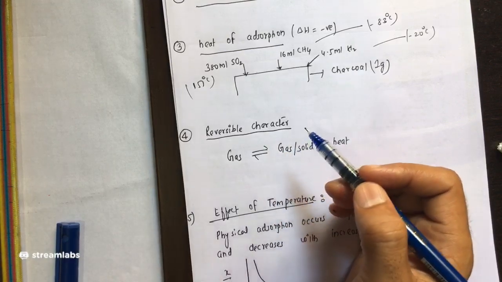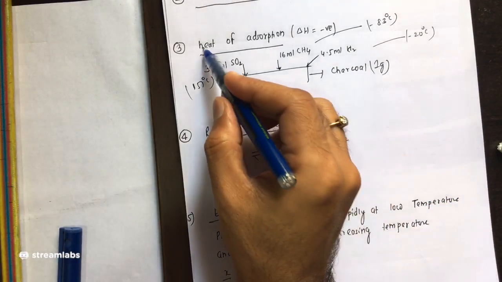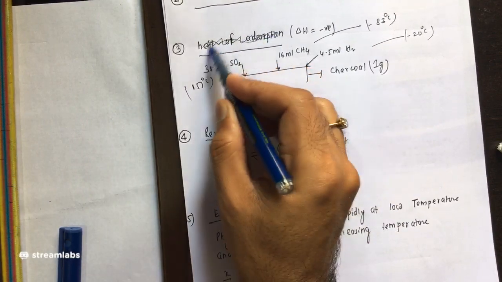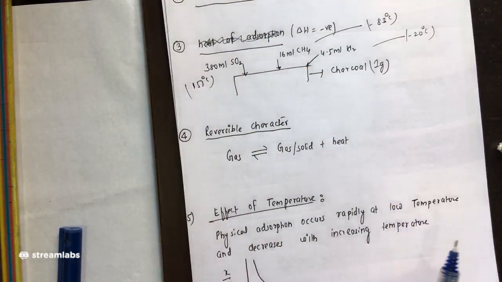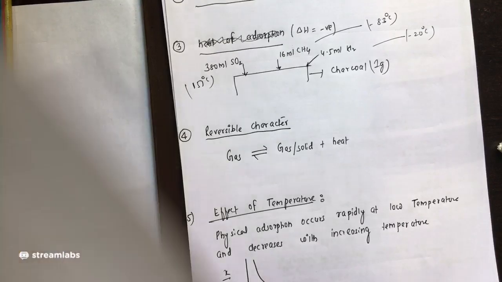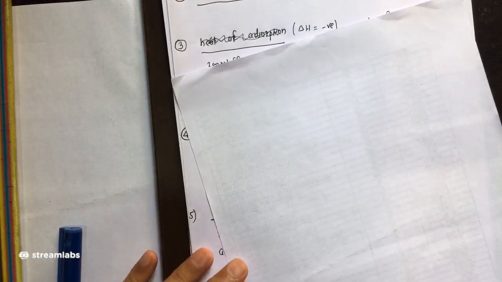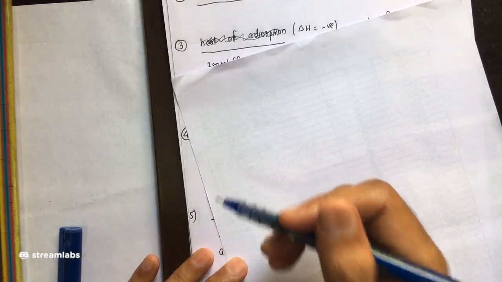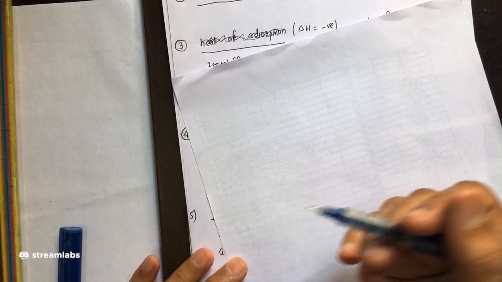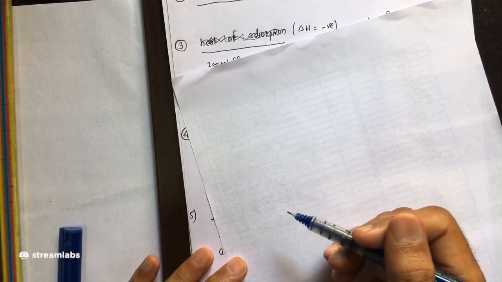Now we can talk separately about heat of adsorption. What is heat of adsorption? Heat of adsorption is nothing but the amount of heat liberated when 1 mole of substance is getting adsorbed.